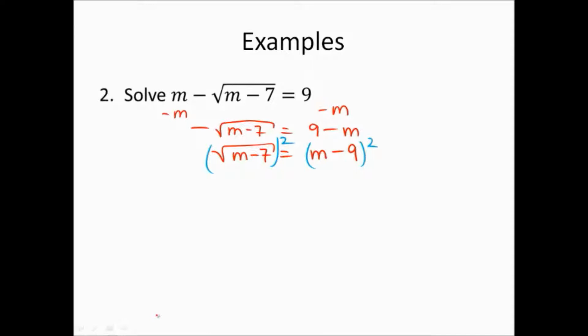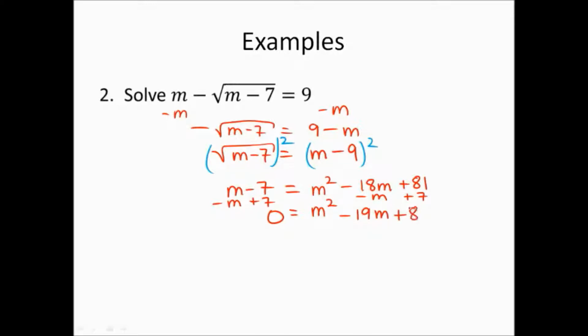Now we square both sides, and that leaves us with m minus 7 equals, and this is going to expand. Remember, when you expand a binomial, squaring a binomial, you get first term squared minus double the first times the last plus the last term squared. Again, we have a square, so in order to solve an equation with a square, we need to get everything to one side, minusing the m, adding the 7. That leaves us with 0 equals m squared minus 19m plus 88.